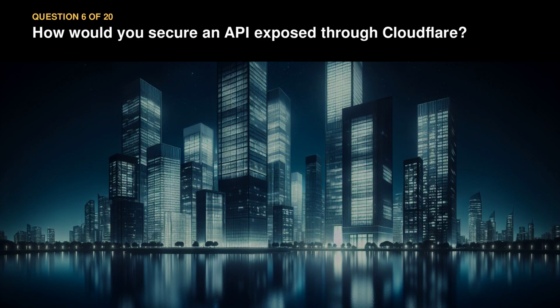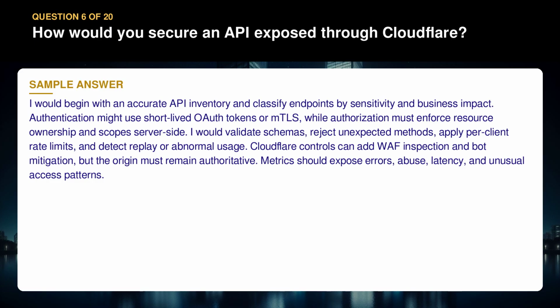How would you secure an API exposed through Cloudflare? I would begin with an accurate API inventory and classify endpoints by sensitivity and business impact. Authentication might use short-lived OAuth tokens or mTLS, while authorization must enforce resource ownership and scopes server-side. I would validate schemas, reject unexpected methods, apply per-client rate limits, and detect replay or abnormal usage. Cloudflare controls can add WAF inspection and bot mitigation, but the origin must remain authoritative.